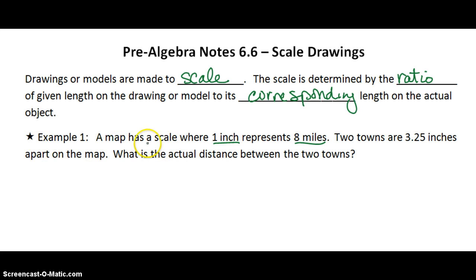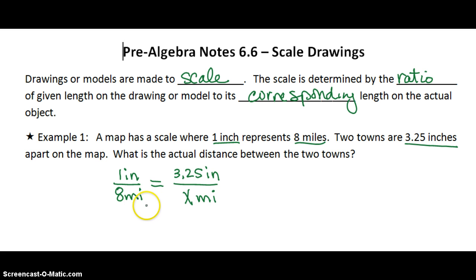So for example 1, on our map, every 1 inch truly represents 8 miles. Two towns are 3.25 inches apart on the map. What is the actual distance between the two towns? Alright, so here is our scale: 1 inch represents 8 miles. So if on the map we have 3.25 inches, the question is, how many miles is this?